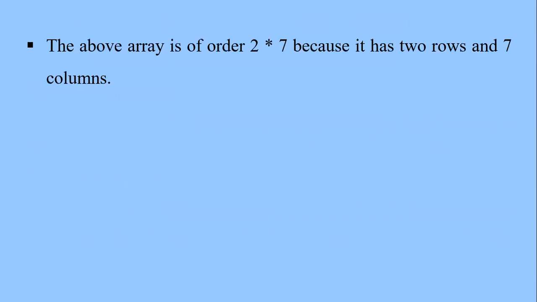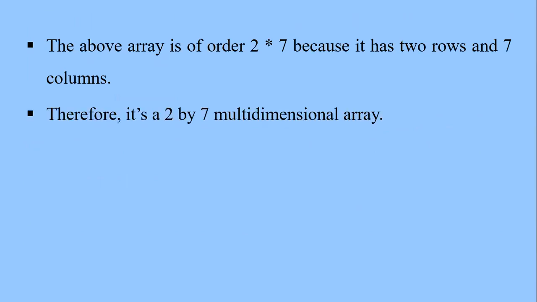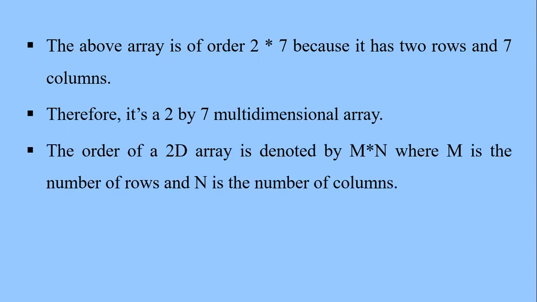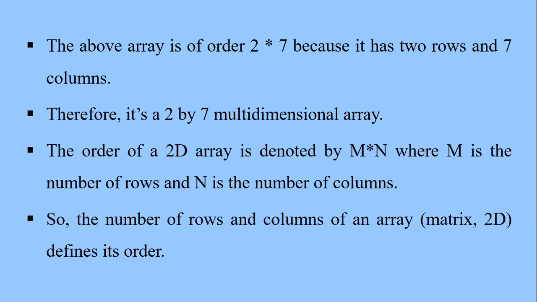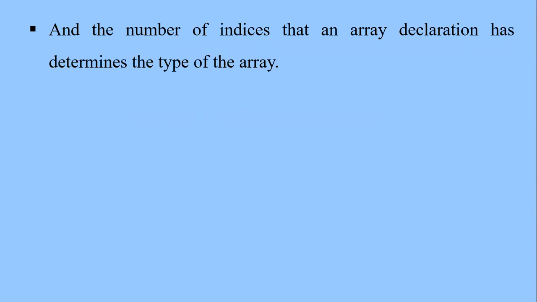The above array is of order 2 by 7 because it has 2 rows and 7 columns. Therefore, it's a 2 by 7 multidimensional array. The order of a 2-dimensional array is denoted by m by n, where m is the number of rows and n is the number of columns. So, the number of rows and the columns of an array, that is in a matrix or 2D, defines its order. And the number of indices that an array declaration has determines the type of the array.